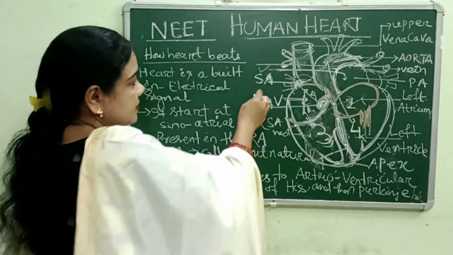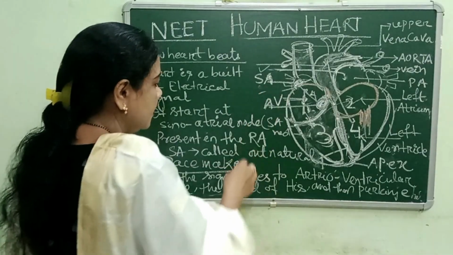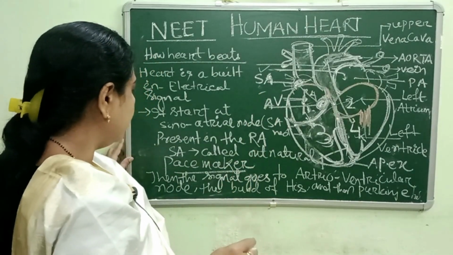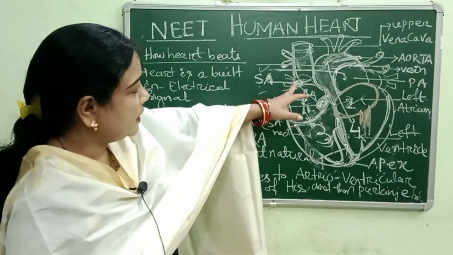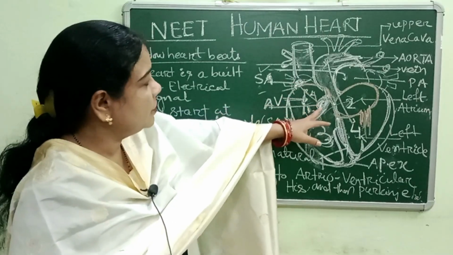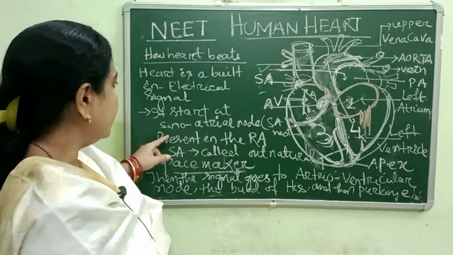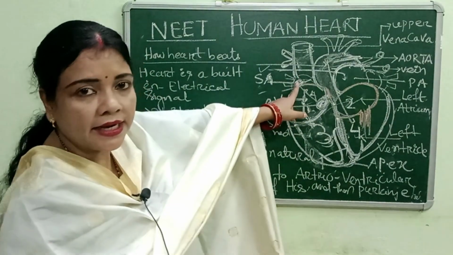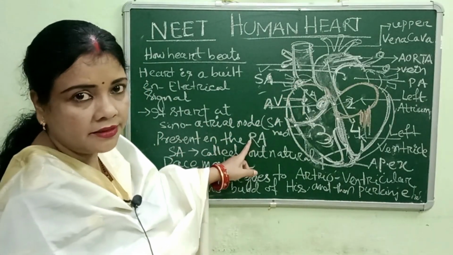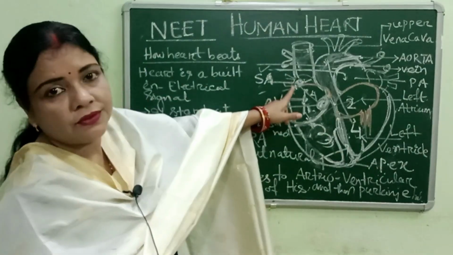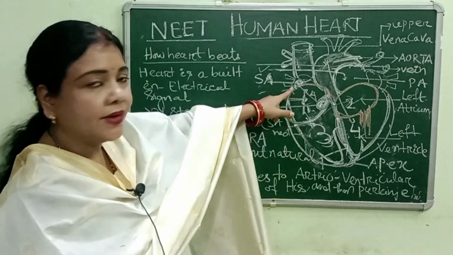One is the SA node and another is the AV node, the atrioventricular node. The signal generates here and passes from the SA node to the AV node. The signal actually starts at the sinoatrial node present in the right atrium. This particular node is known as the pacemaker, the natural pacemaker of our heart.